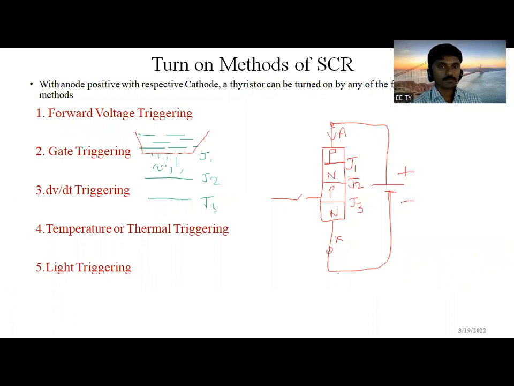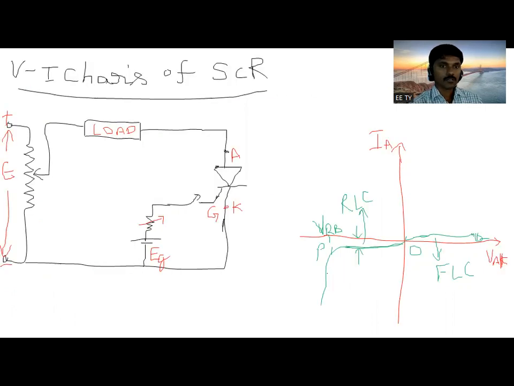What is the third mode? What is the third mode? Forward conduction. Yes, forward conducting mode. So what is the condition to operate the forward conducting mode? Forward conducting mode means the thyristor has to be turned on. The thyristor, the SCR, has to be turned on. How can we turn on the SCR? By using the forward conducting mode. So in the forward conducting mode, what is the condition?